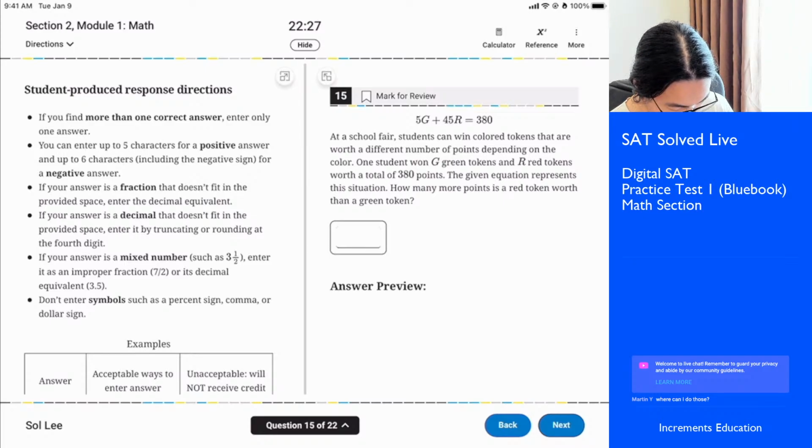5G plus 45R is 380. 1 student, G green tokens and R red tokens worth a total of 380 points.